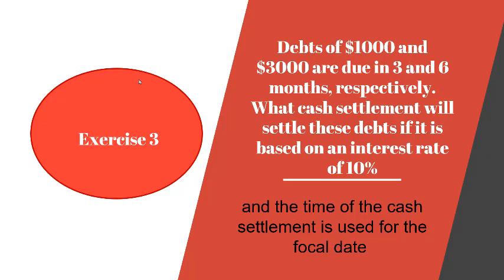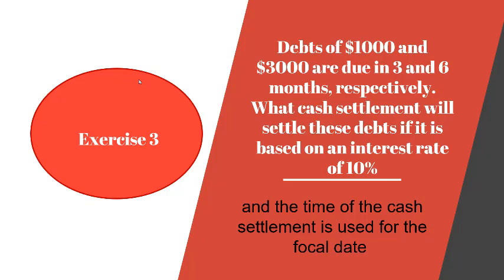Debts of $1,000 and $3,000 are due in 3 and 6 months respectively. He needs to replace these old obligations with a cash settlement. What cash settlement will settle these debts if it is based on an interest rate of 10%, and the time of the cash settlement is used for the focal date?